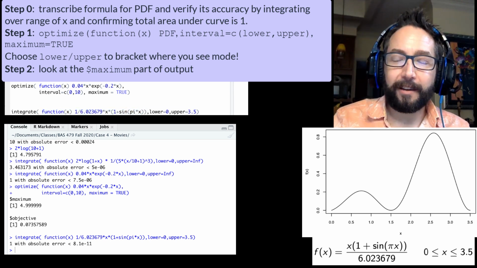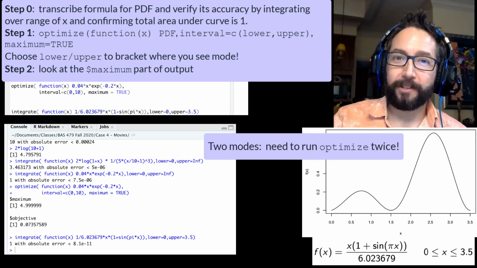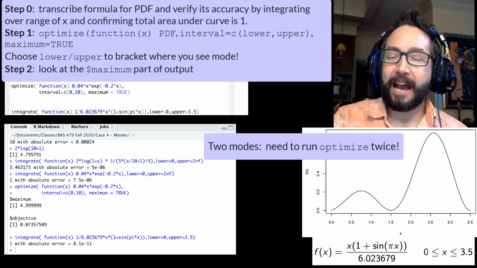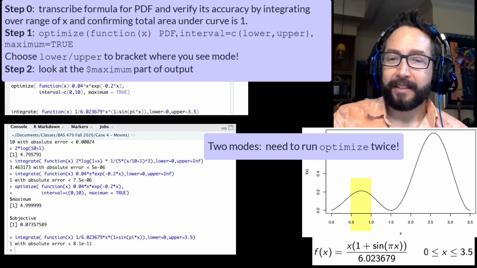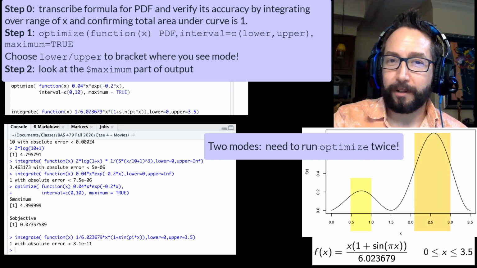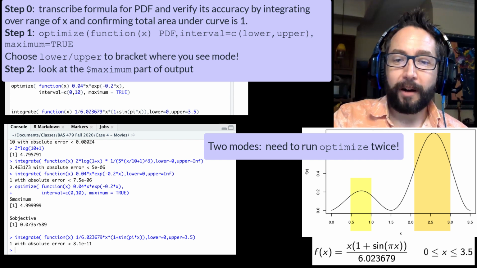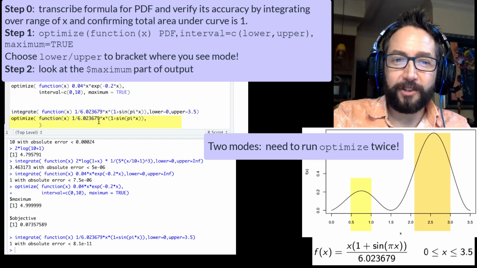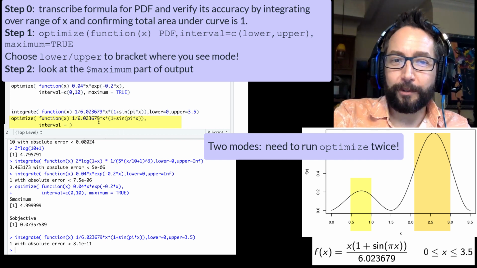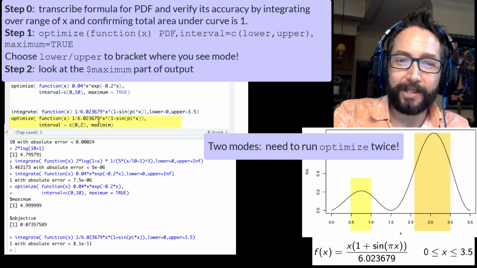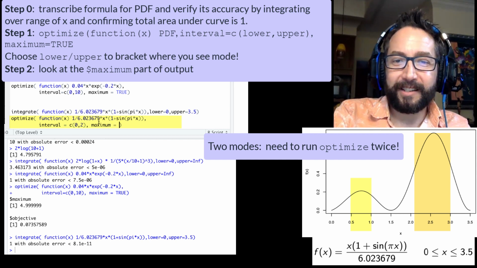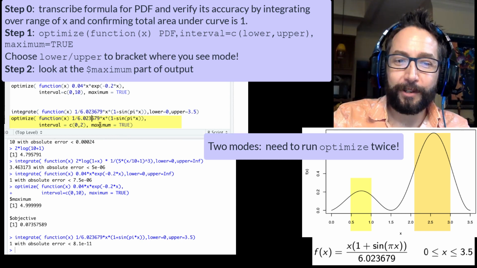And then I'm going to say, okay, well, what interval do I want to search? And in this case, I need to do two searches. I know the first peak happens right at around 0.75. The second peak is somewhere close to 2.5. So I'm going to run two searches separately. For this first search, I'm going to say that the interval is from 0 to 2. I know it's really close to 0.75 here, but I'm just going to say search everywhere from 0 to 2.